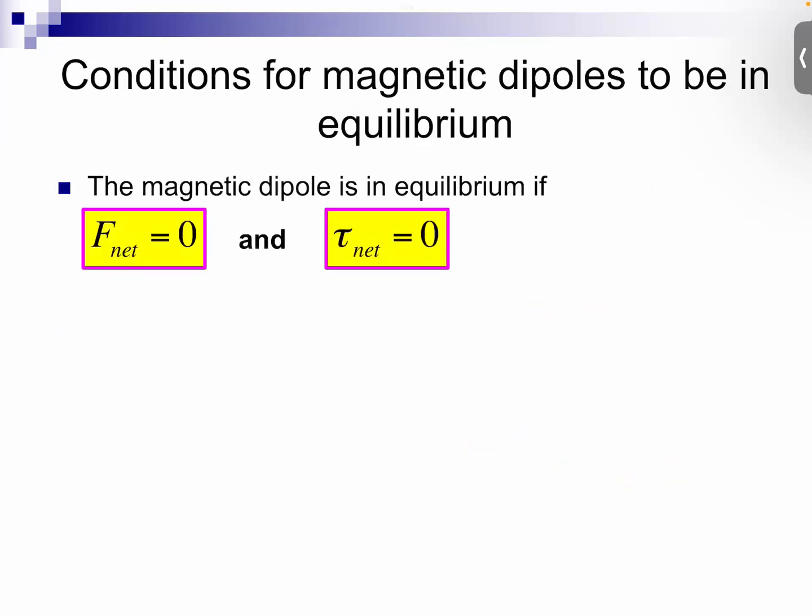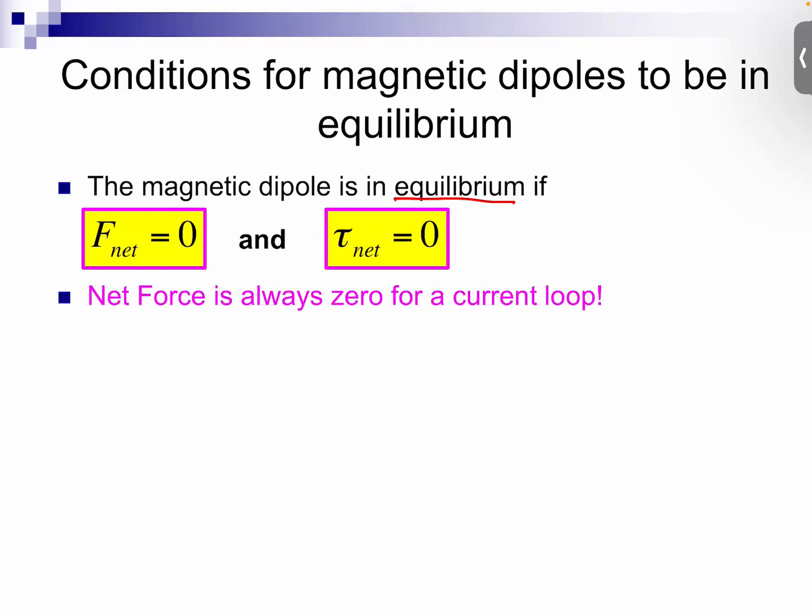Just putting all concepts together, we've seen that if you have a closed wire loop carrying a current in a magnetic field, that closed wire loop will experience a torque because there is magnetic force from the magnetic field. Now the wire loop, or magnetic dipole, will only be in equilibrium if it satisfies these two conditions: the net force is equal to 0 and the net torque is equal to 0.